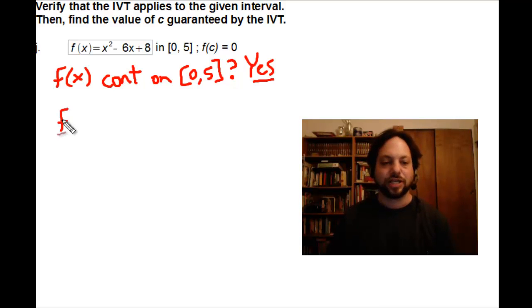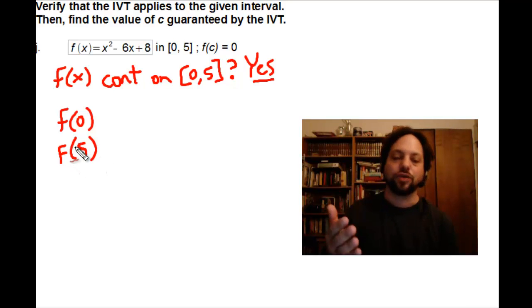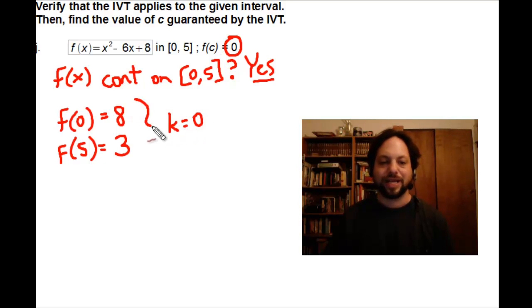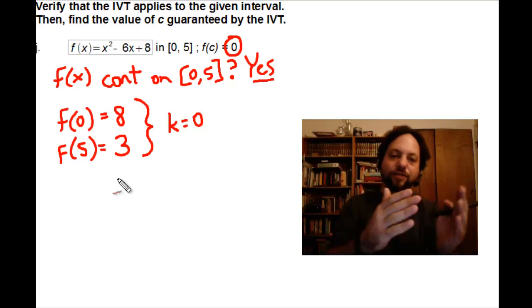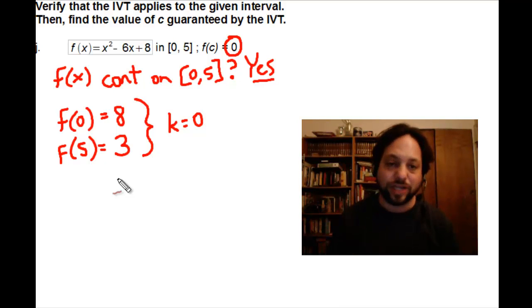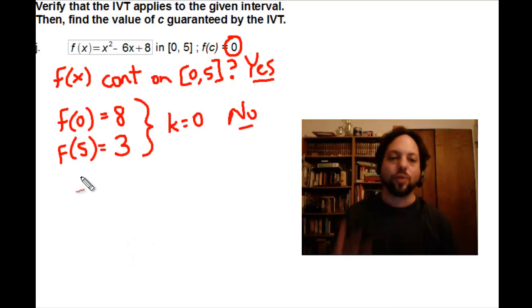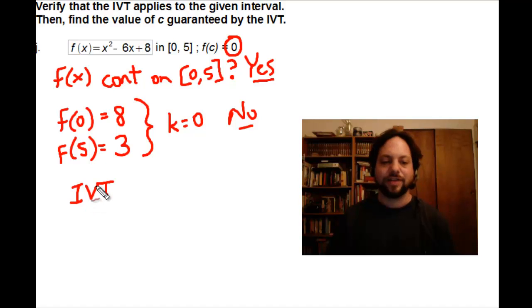The second condition is we need to check f of 0 and f of 5 to see if our value of k is actually between those two y values. Well, I did this beforehand, and f of 0 is 8, f of 5 is 3. Well, our k is 0. And so at this point, is our k between f of 0 and f of 5? In this situation, clearly, it's not. And so the second condition fails, and all we can say then is that the IVT, or the intermediate value theorem, does not apply.